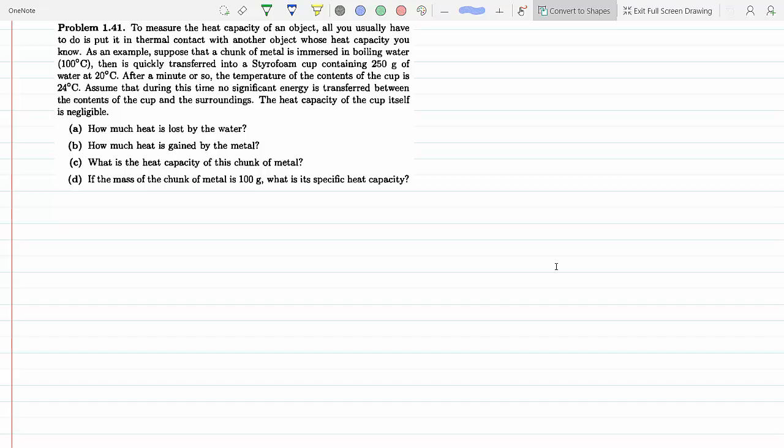How much heat is lost by the water? They mean the initial water, because the cup of water went from 20 to 24, so the water in the cup actually gained heat. It didn't lose heat, but the boiling water, where the chunk of metal was first immersed, did lose heat. If we want to find how much heat is lost by the water, we could start with the definition of the heat capacity, which is the amount of heat needed to raise the temperature for every 1 degree of temperature change.